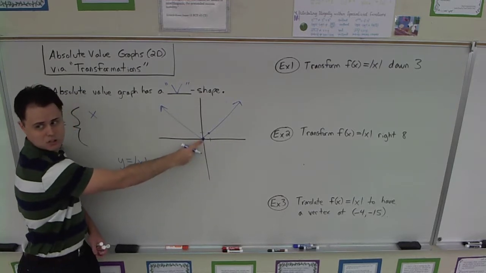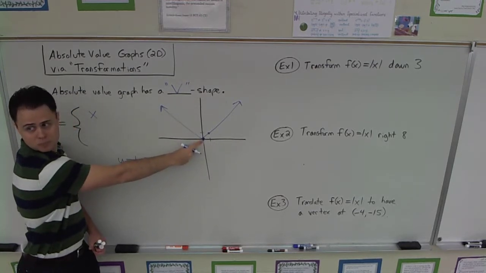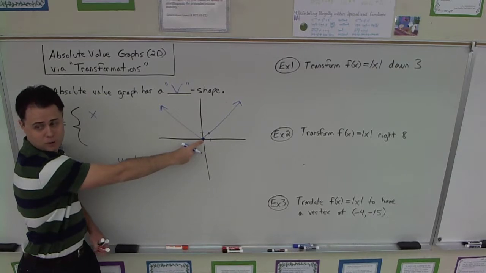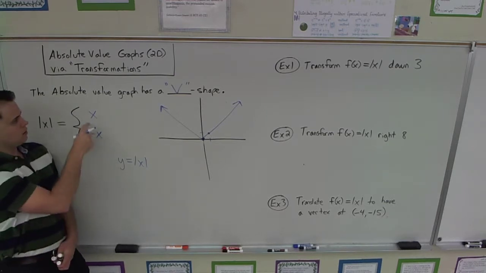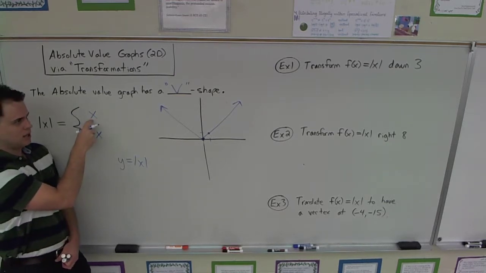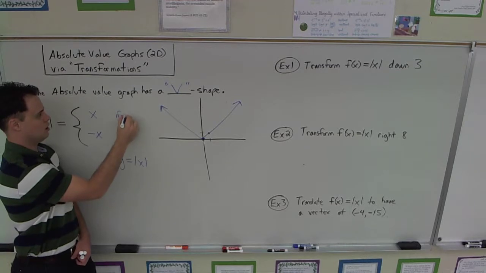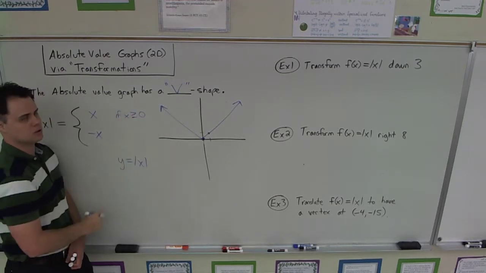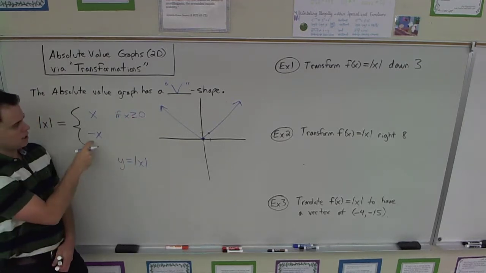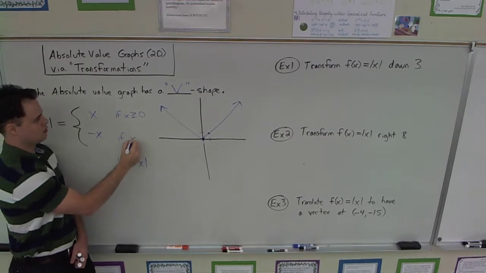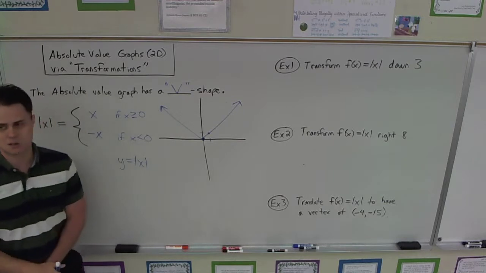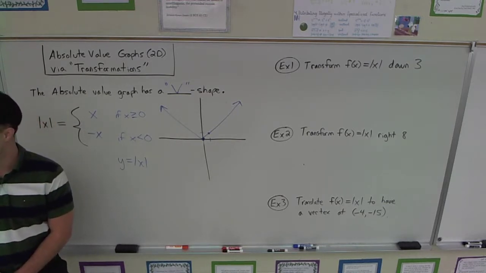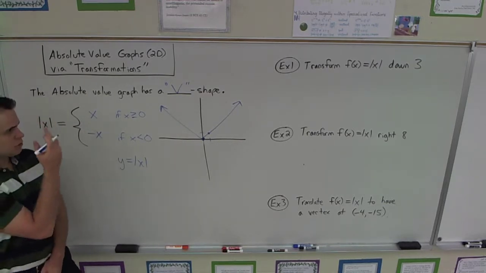Intercept's still 0. What's this one's slope? Instead of up 1 over 1, it's down 1 over 1. So negative 1x. Okay? Absolute value is x if x is greater than or equal to 0, and it's negative x if x is less than 0. Really, it doesn't matter where you put this equals because in this case they go through the exact same point on the edge. So that's your first piecewise function.